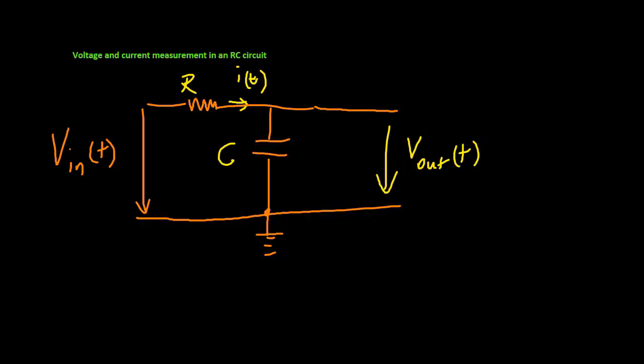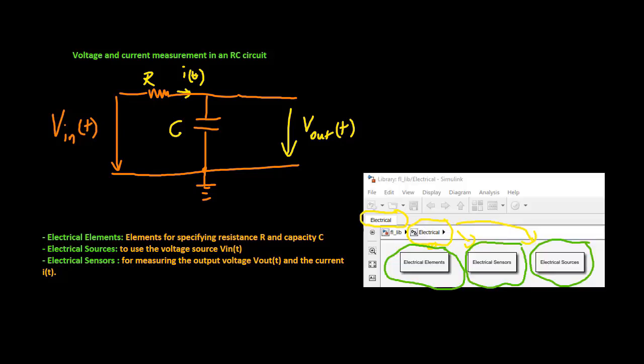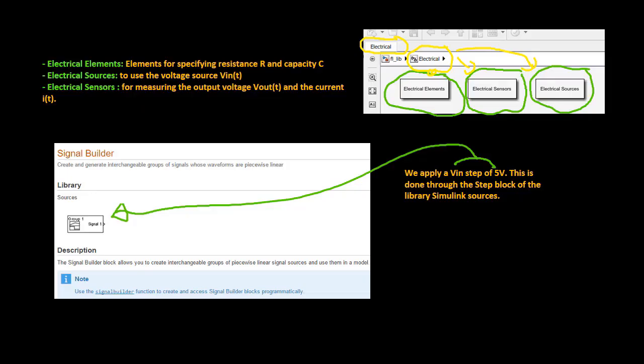Let's consider the RC circuit, as follows. For the study of the circuit, we will use the following libraries from the electrical library: electrical elements, electrical sources and electrical sensors. We apply a V-in step of 5 volts. This is done through the step block of the Simulink sources library.